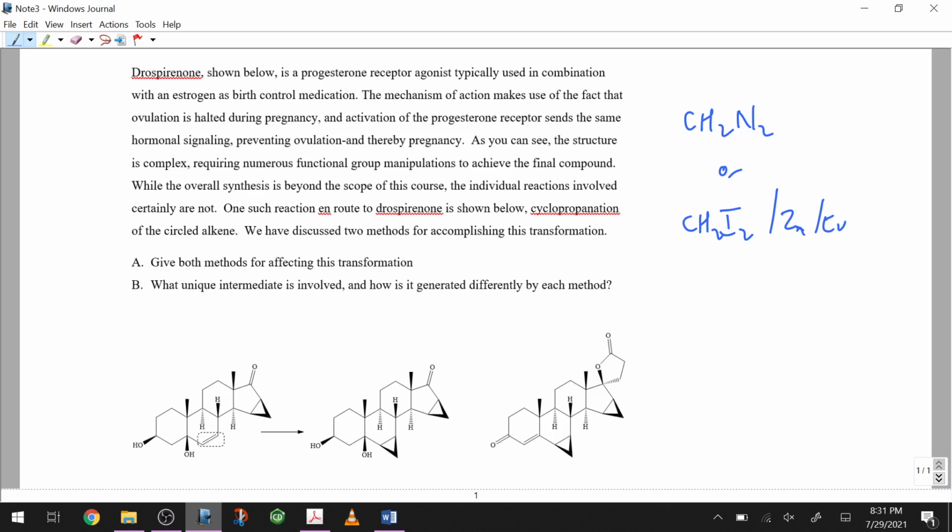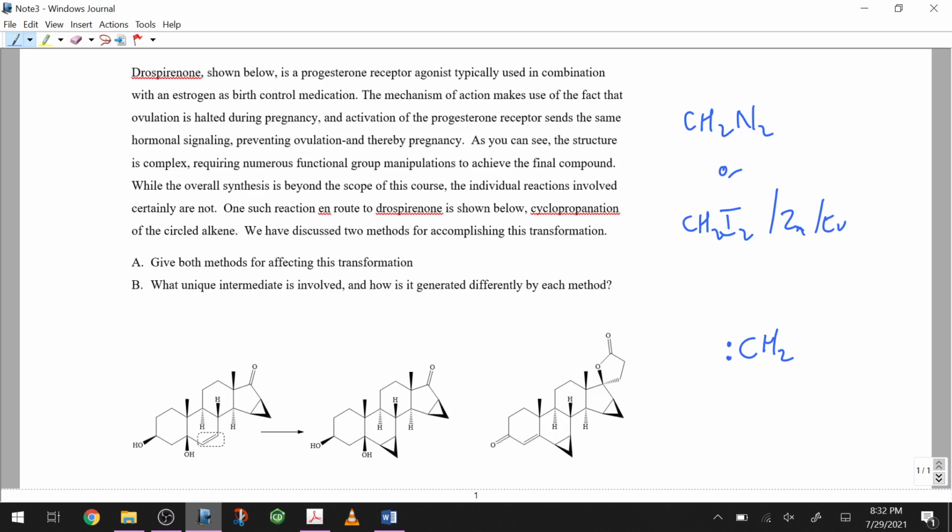Letter B, what's the intermediate involved, which is more important for diazomethane. It's a little less clear with the Simmons-Smith reaction, but basically we're creating a carbene at that point. The intermediate is this. I have a neutral carbon with an empty orbital. So this is a little weird. It's a violation of the octet rule for carbon. It's extraordinarily reactive because of that.